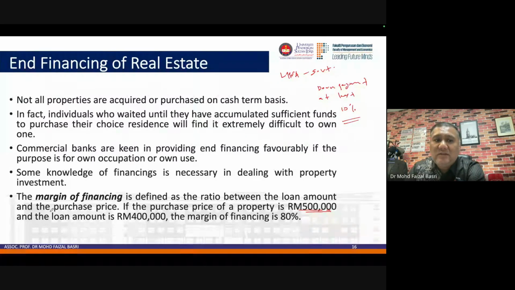So 90% tu dipanggil sebagai margin of financing. Okay, ataupun selalunya kita letak di MOF lah, margin of finance. Okay, margin of finance ni is the ratio between the loan amount dengan the purchase price. So kalau 500,000 is the purchase price, so 90% is your margin of finance. So the 10% will be your down payment.